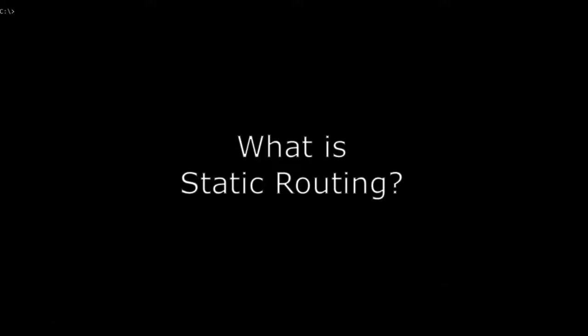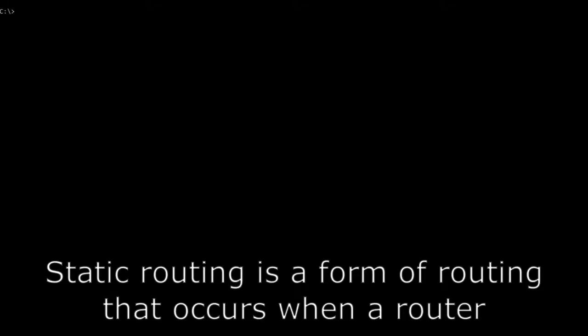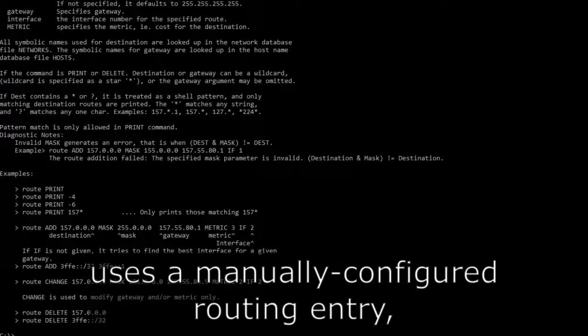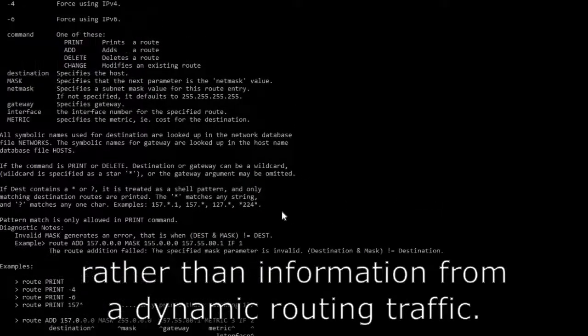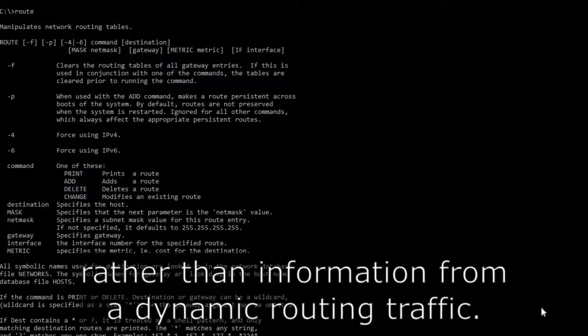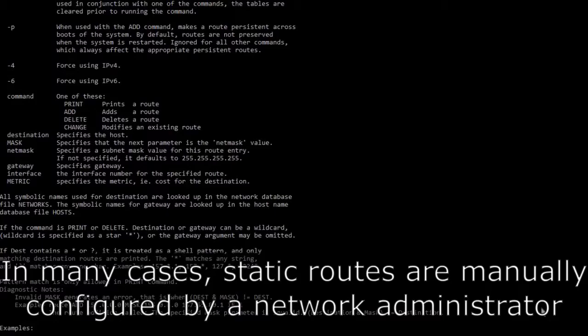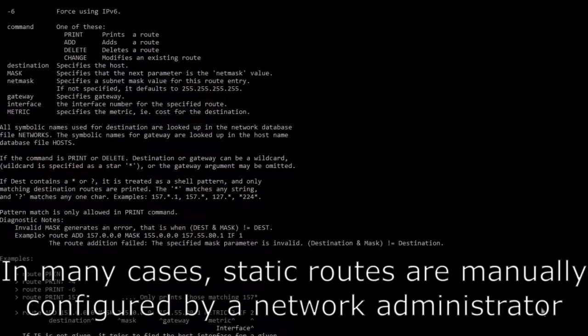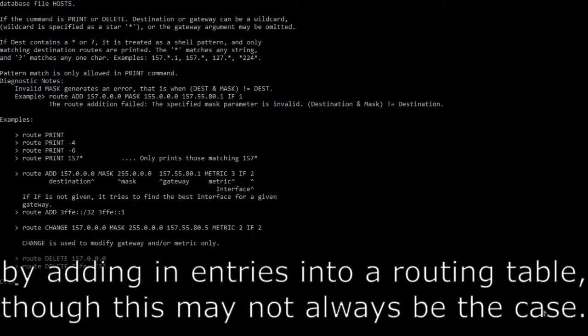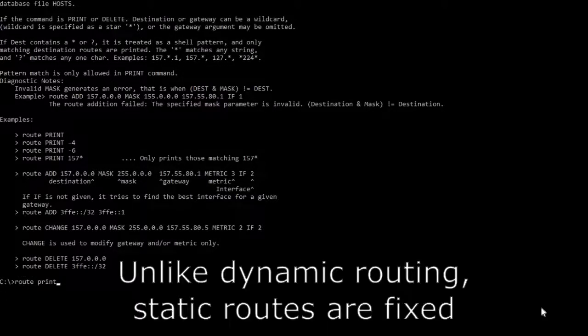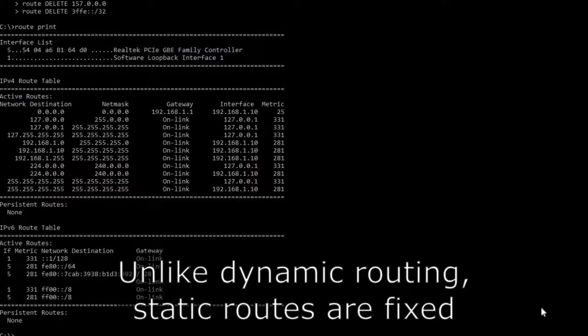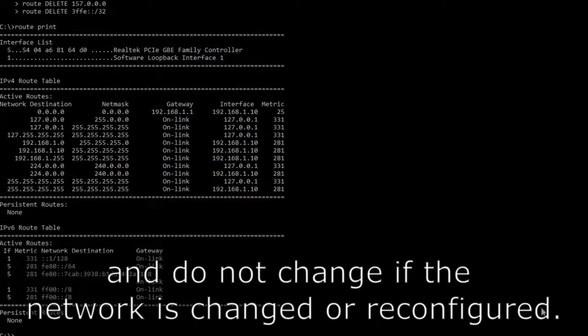Static routing. Static routing is a form of routing that occurs when a router uses a manually configured routing entry rather than information from dynamic routing traffic. In many cases, static routes are manually configured by a network administrator by adding entries into a routing table, though this may not always be the case. Unlike dynamic routing, static routes are fixed and do not change if the network is changed or reconfigured.